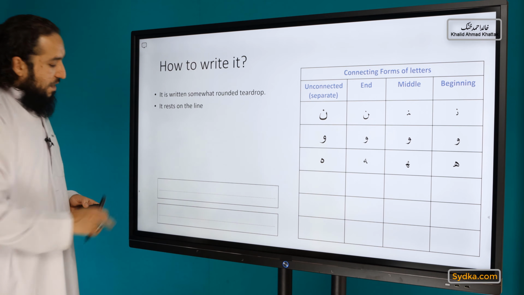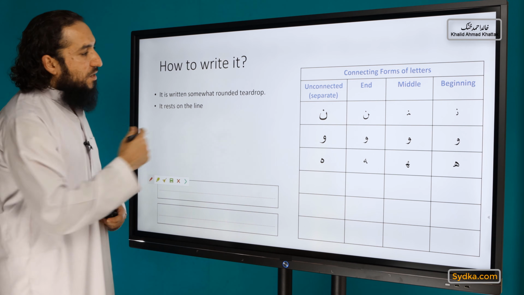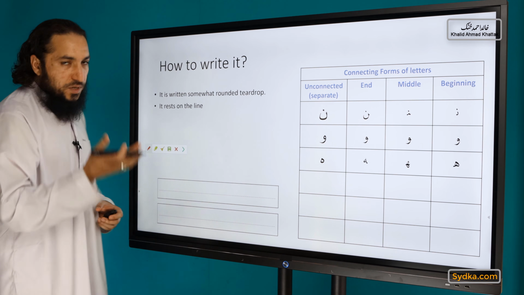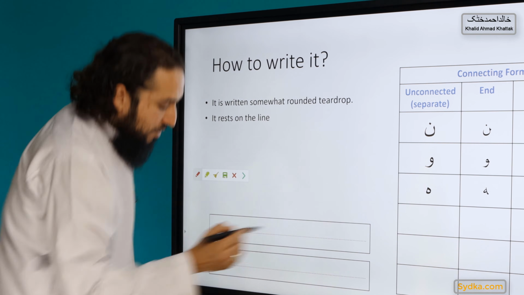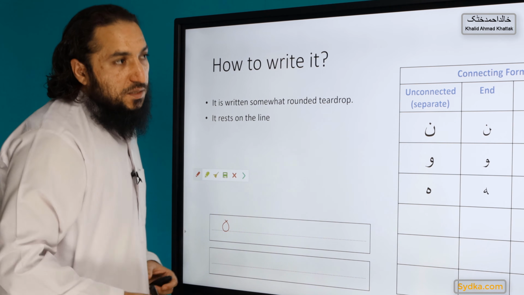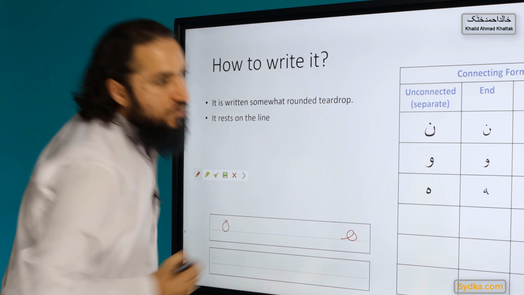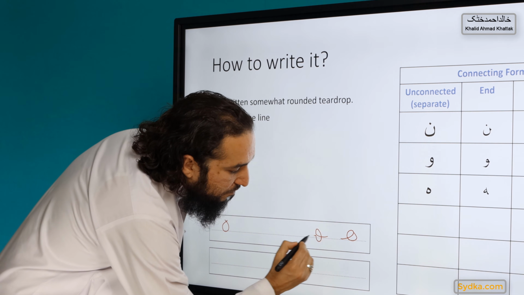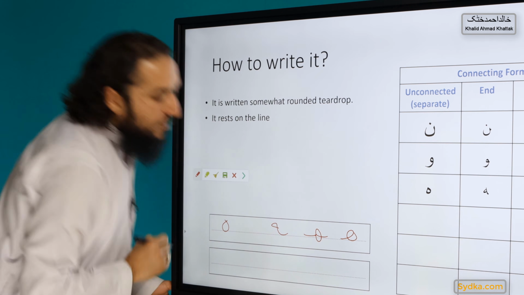Okay, how to write it? It is written somewhat around a teardrop, and it rests on the line. Let me draw it. If it is unconnected, in its separate form, it is written like this. If it is in the beginning, it looks like this. You have to draw it like this. That's how you draw it in the beginning. In the middle, it looks like this, and at the end it looks like this.